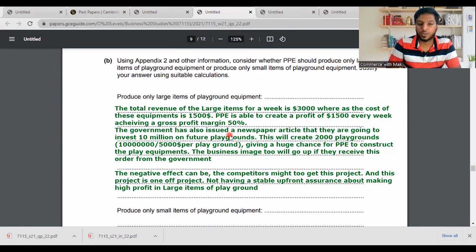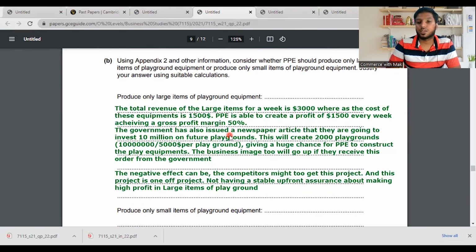This will create 2,000 playgrounds, which means 10 million divided by 5,000 per playground, giving a huge chance for PPA to construct play equipments. The business image too will go up if they receive this order from the government, because people will trust them, because they are building a lot of play equipments for the playgrounds.